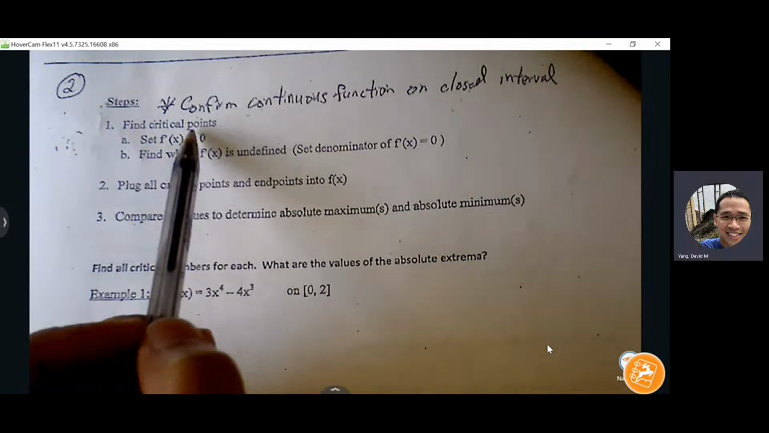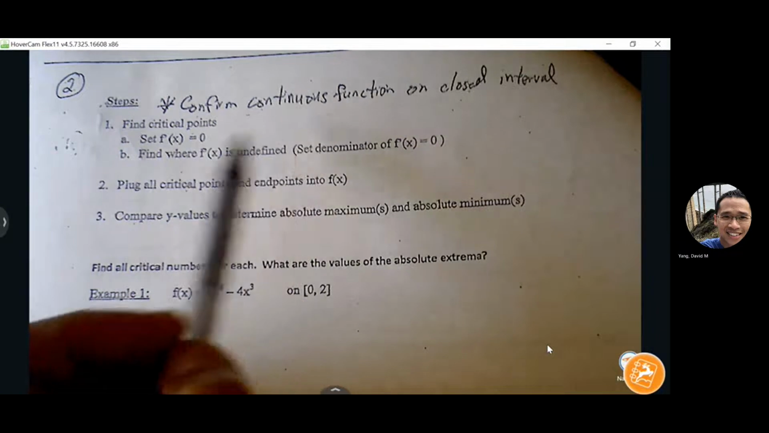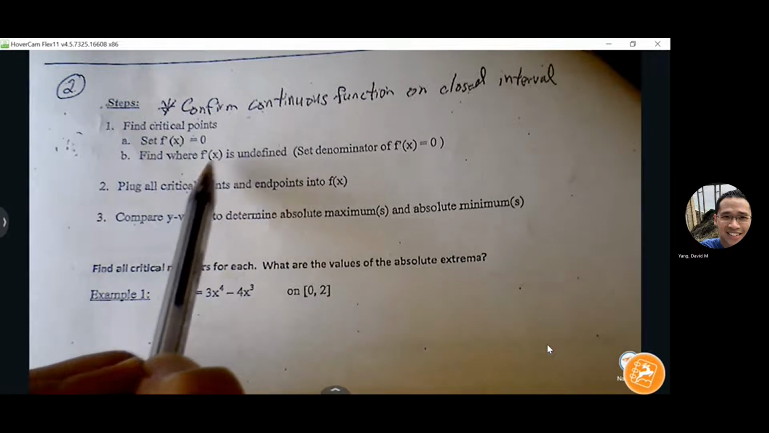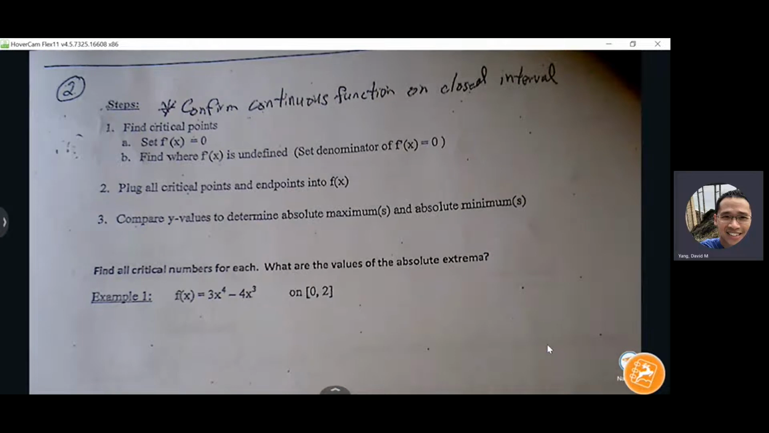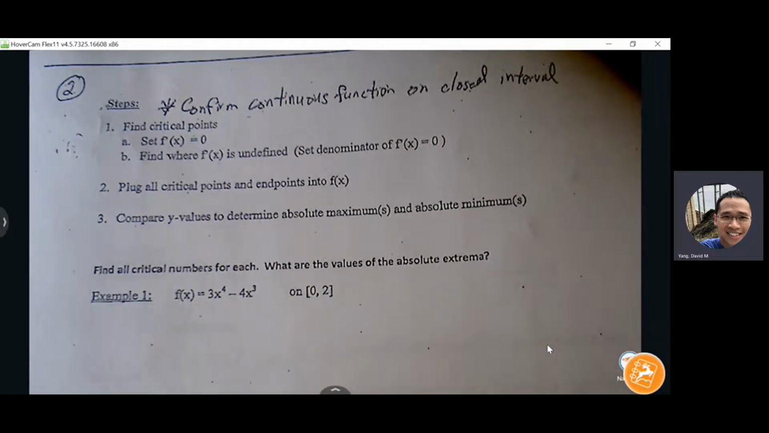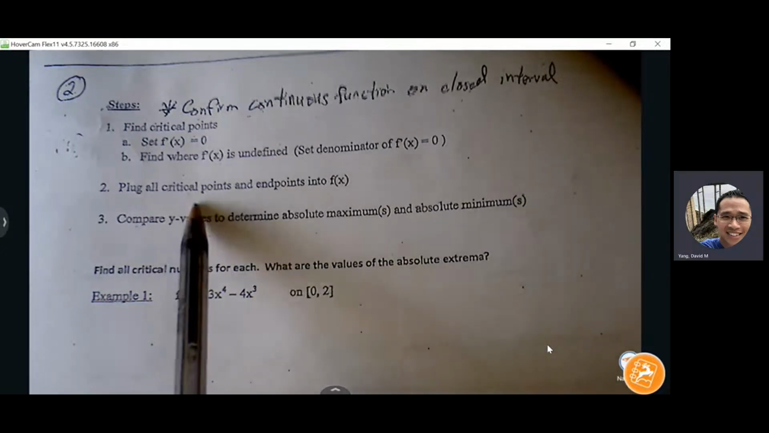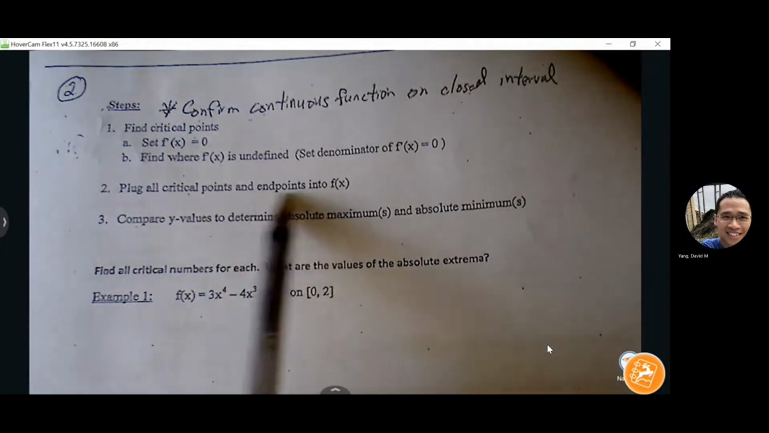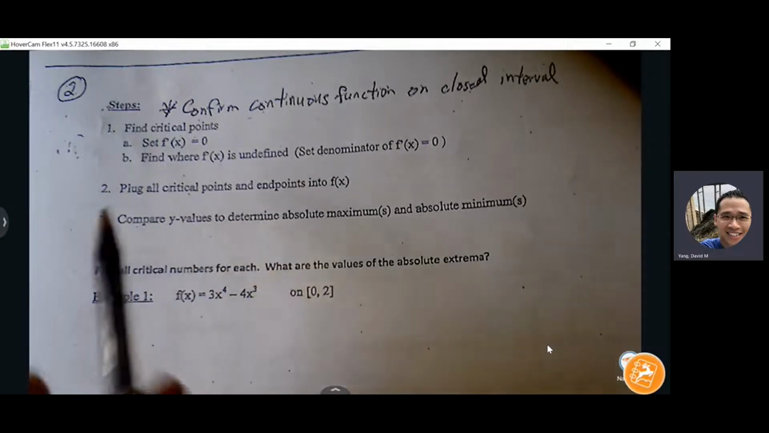Okay, so here are the steps. We're going to confirm that our function is continuous on the closed interval. Then we're going to find critical points. Set f prime equal to 0. Set the denominator of the derivative equal to 0. So we want to always make sure that we look in both places if there are variables above and below. After we find all of our candidates, then we plug into the original function and compare the y values. Whichever has the highest y value is your absolute maximum value. Whatever is the lowest y value is your absolute minimum value.